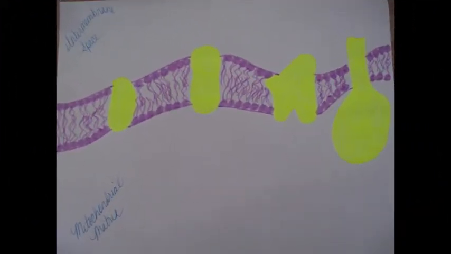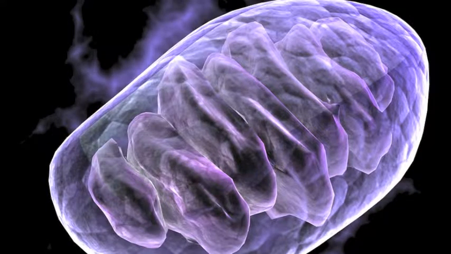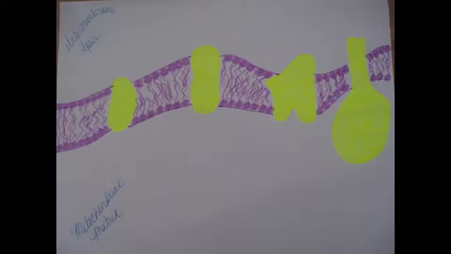So here we have an overview of where the electron transport chain actually is, and it's in the inner mitochondrial membrane in the mitochondria. And up at the top we have the intermembrane space, and in the bottom we have the mitochondrial matrix.